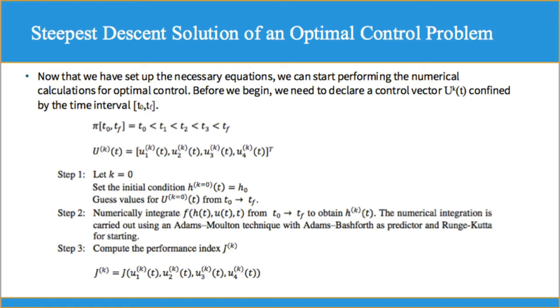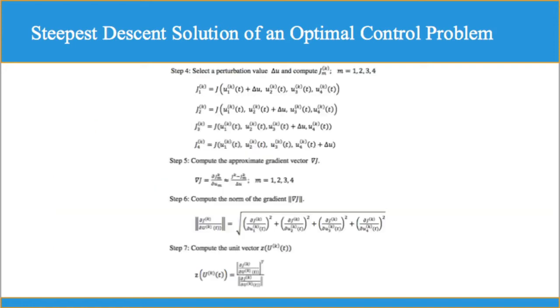From there, that will give us the performance index. We'll then have 4 different iterations of the performance index. For each of those, we'll want to solve for the gradient, and not just that, but also the unit vector and the direction of the gradient.